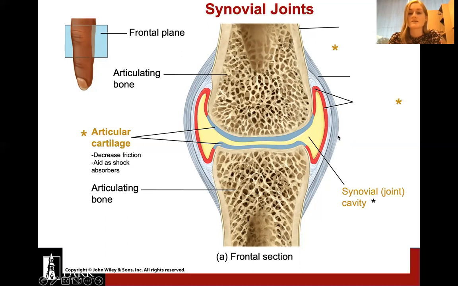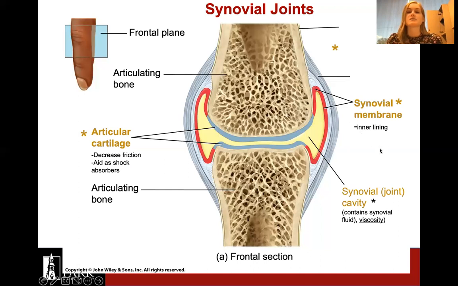Next up, we have that synovial joint cavity, which is that yellow that you see there. This is what's going to contain our synovial fluid, which is going to give that joint capsule some viscosity, which just means some fluidity. Remember, our synovial fluid helps lubricate our joint capsule. Our synovial membrane, which is what you see in red, is going to be the innermost lining of our joint capsule. This will also secrete that synovial fluid.